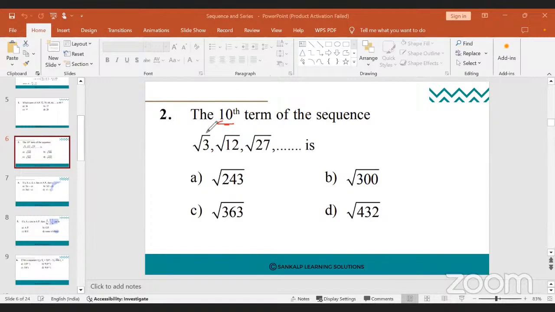Here, I will give the hint. A is given. A is root 3. What is D? D is T2 minus T1, term 2 minus term 1. So that is root 12 minus root 3.